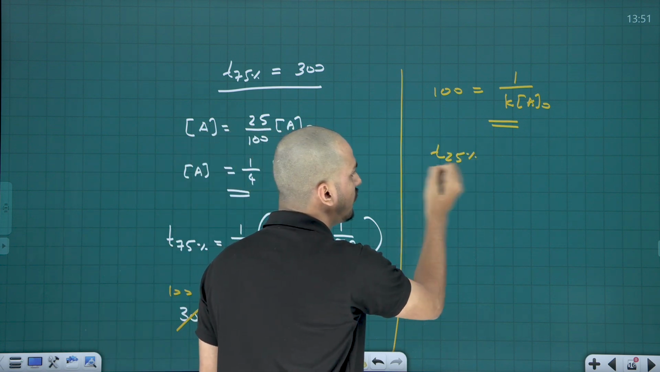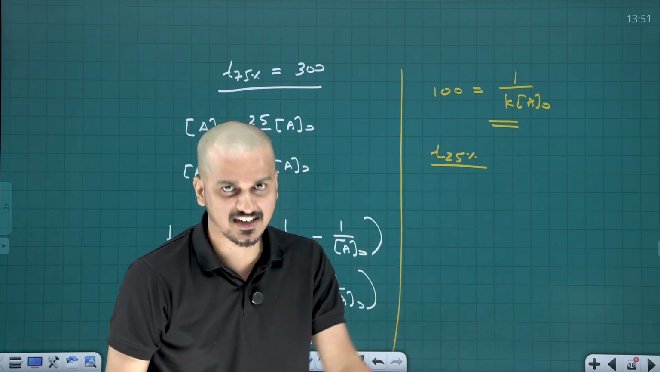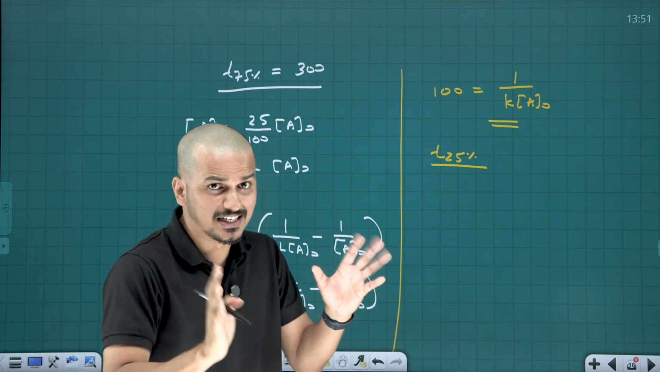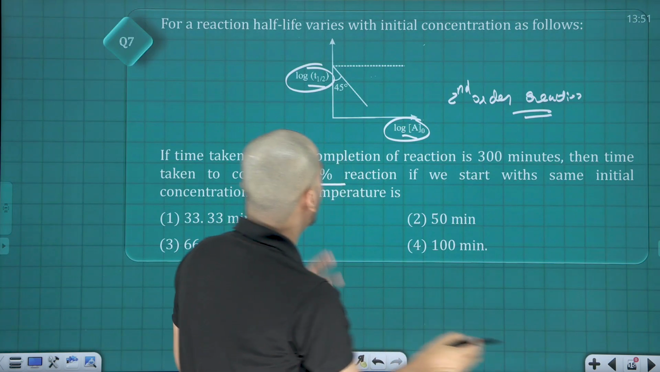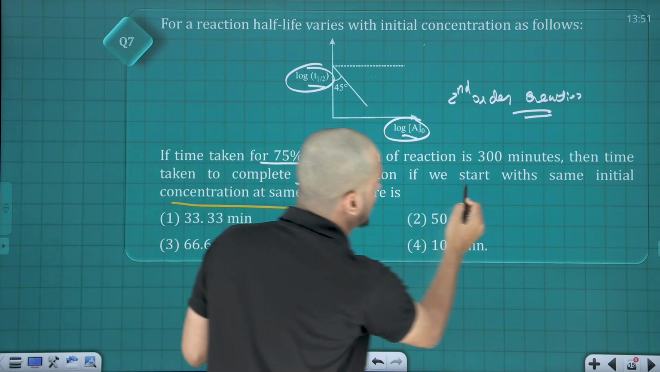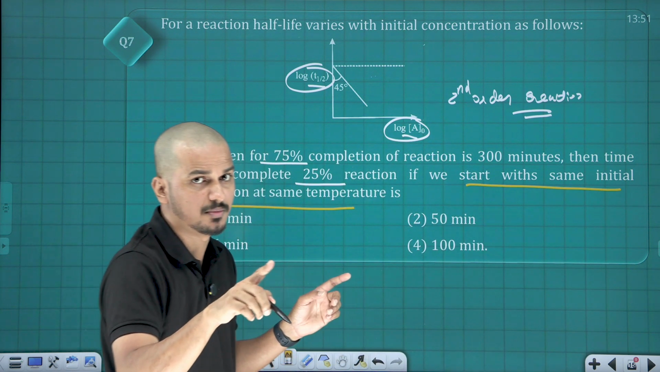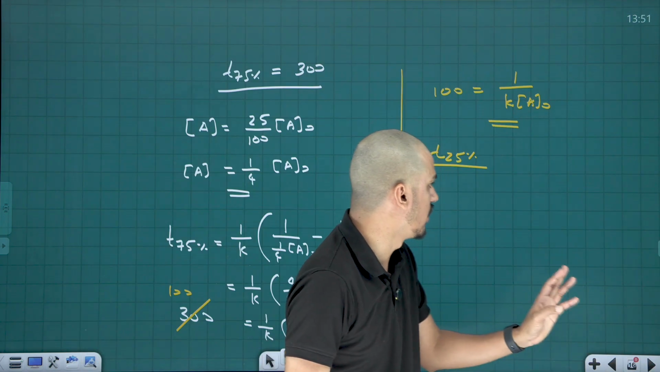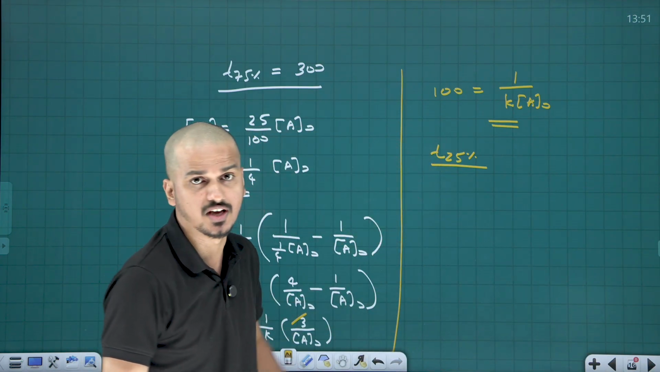What do you mean by 25%? 25% is reacted, remaining 75%. For the same starting material, in the question they are telling the initial concentration at the same temperature, because if initial concentration is changing, that value will change for the case of second order and zero order. First order it won't change. Anyhow, T 25% we have to calculate.